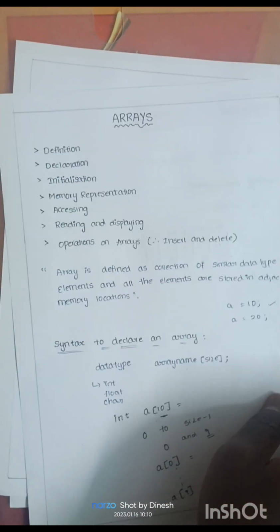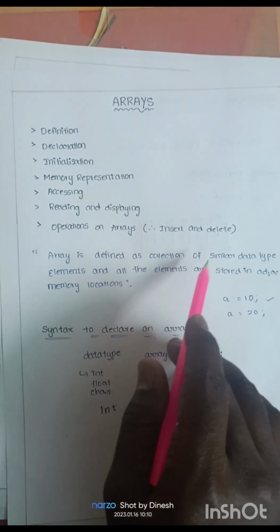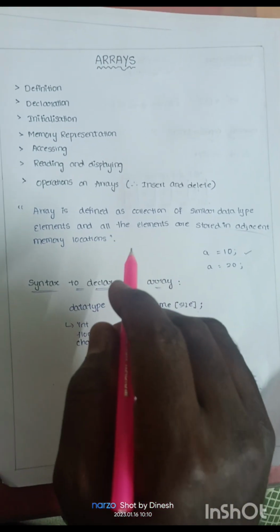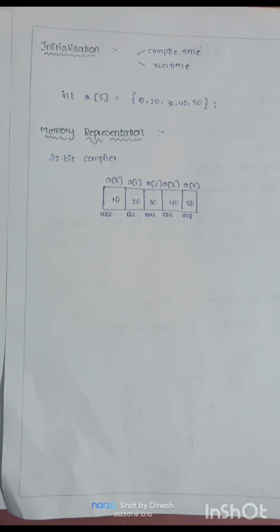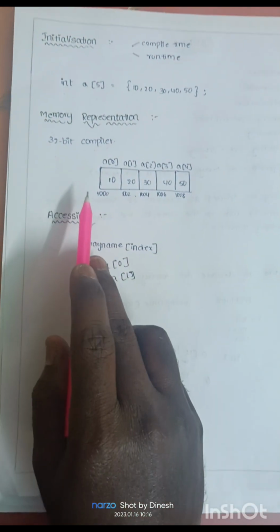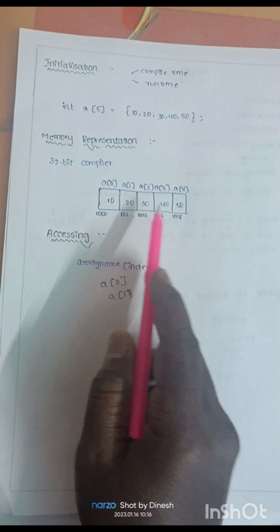We know the definition of an array. What is the definition of an array? An array is defined as a collection of similar data type elements, and all the elements are stored in adjacent memory locations. Here the data type is int, so all the elements are stored in adjacent memory locations with similar data type, int. That is the memory representation. Here an array follows continuous memory allocation. Here we see how memory is allocated to array elements.